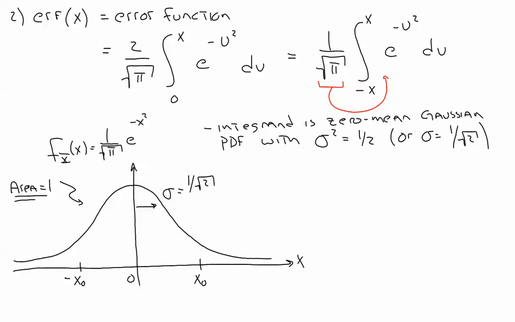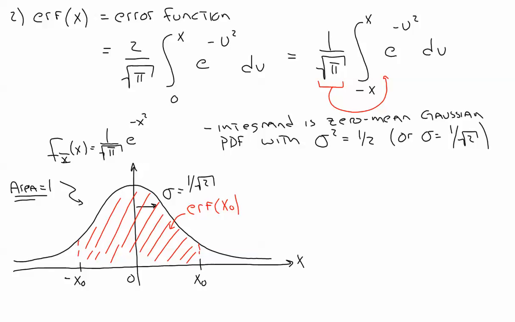Now, if I integrate from minus x0 up to x0, I calculate the error function evaluated at x0. So this red hatched area is the error function evaluated at x0, ERF of x0. We'll talk a little bit more about the complementary error function in just a minute, but let me just sketch it out. The complementary error function is everything else. The area under the upper and lower tails together is the complementary error function, designated by ERFC.